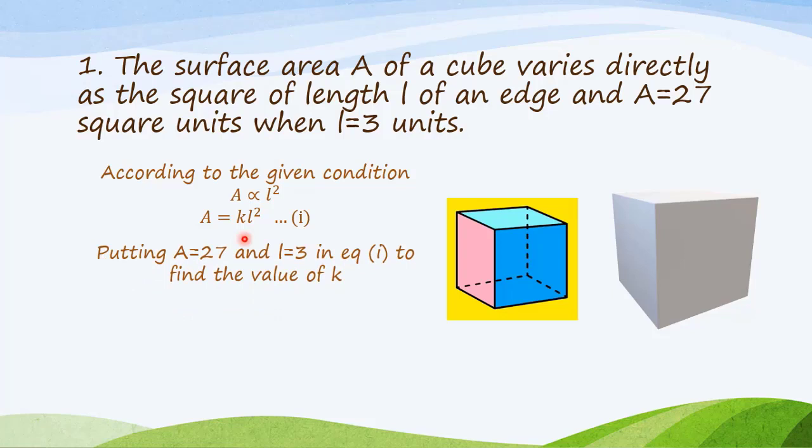Putting area equal to 27 square units and length equal to 3 units in equation 1, to find the value of K, we get 27 is equal to K times 3 square. On solving, we get 27 is equal to K times 9. Solving it for the value of K, we get K equal to 3. Now we can write equation 1 as the surface area of the cube varies directly with 3 times L square.